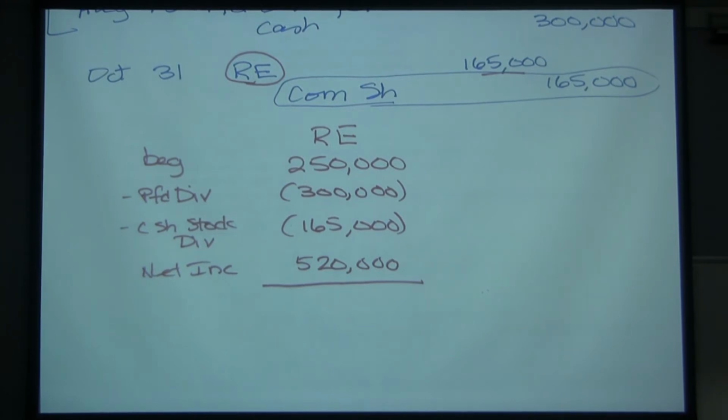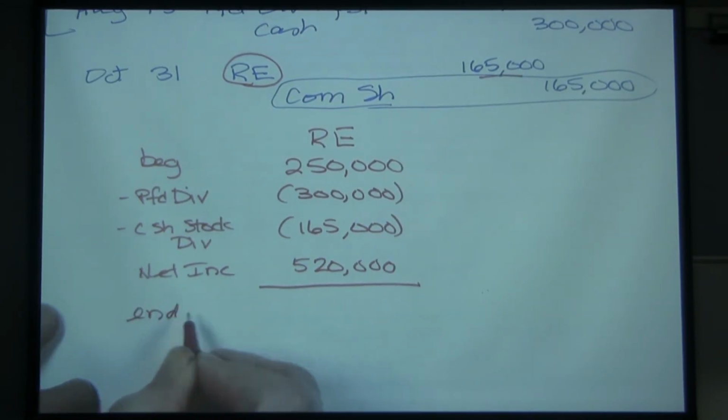Just going to quickly do this calculation. Okay, so we're starting with, sorry, not 520, we're starting with 250,000. We'll subtract 300, subtract 165, and then add our 520 net income. Okay, so our ending retained earnings.